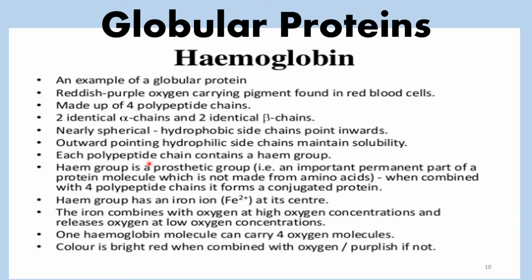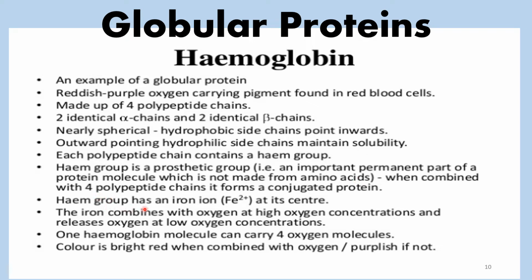Each polypeptide chain contains a heme group, which is a prosthetic group tightly bound with the globin molecule. Globin molecule is a globular protein. Heme group is a prosthetic group. It is an important part of the protein molecule, which is not made up from amino acids and cannot be separated easily, and it is combined with the polypeptide chains.